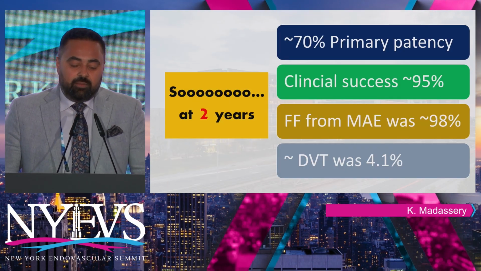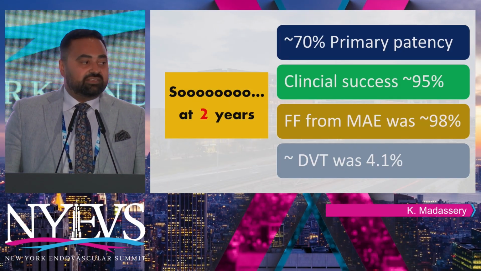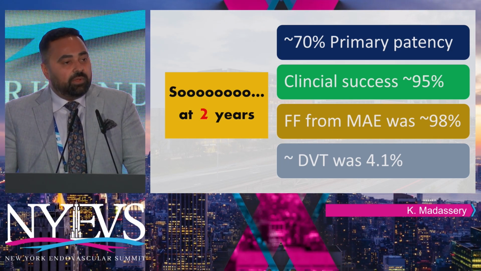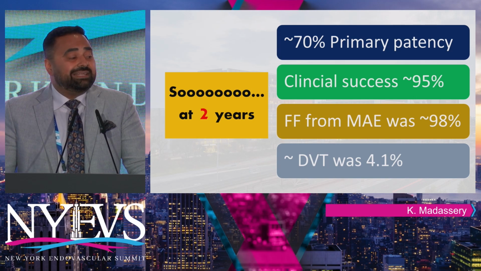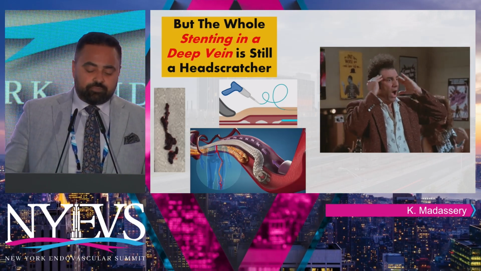So here's what we got. We got 70% primary patency, which is kind of what we want. Clinical success, which is great. Freedom from major events, great. DVT was 4.1%, which is very low. It's not 0, but I keep thinking about this, like, what do we do with this? Because I really don't know.